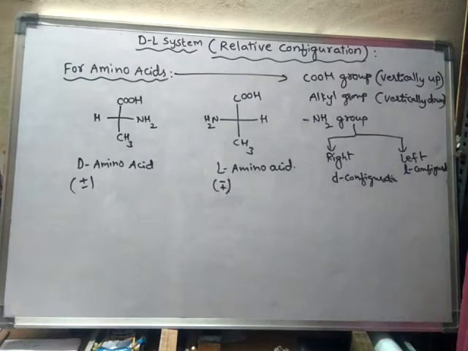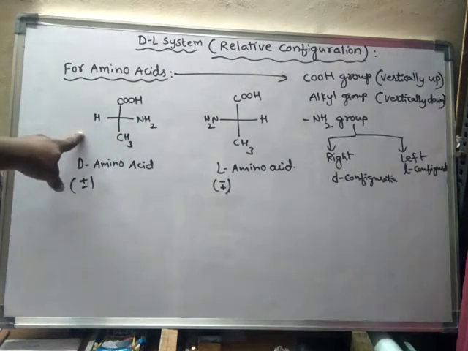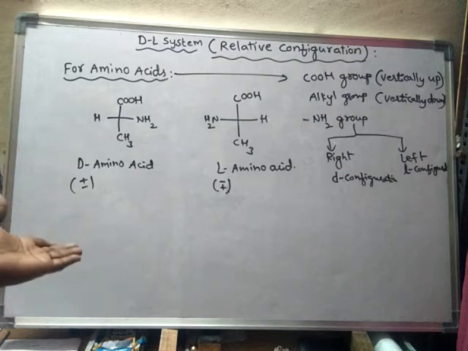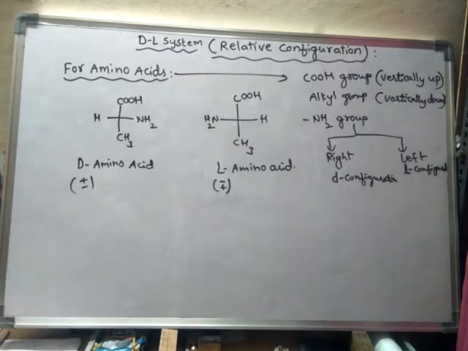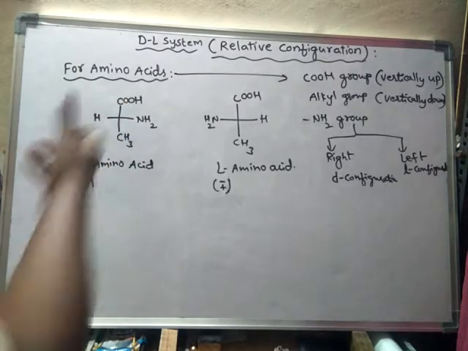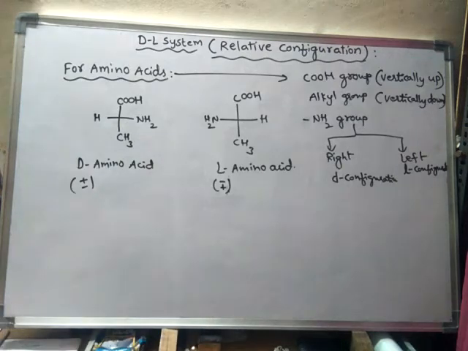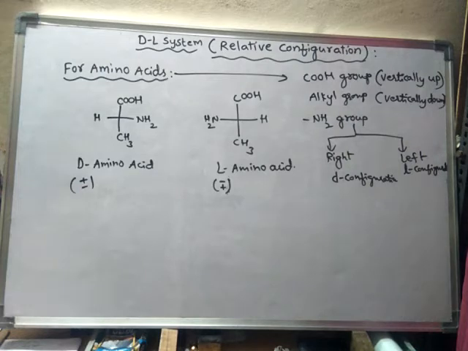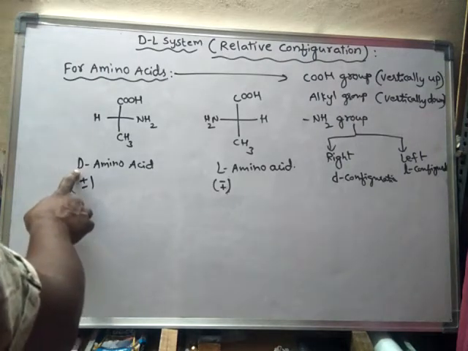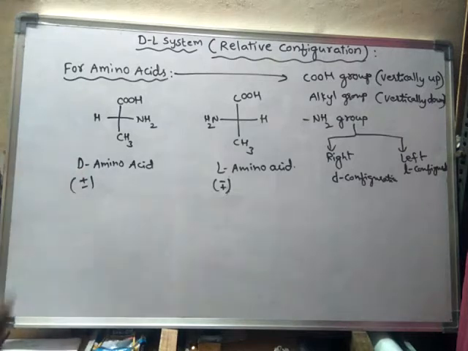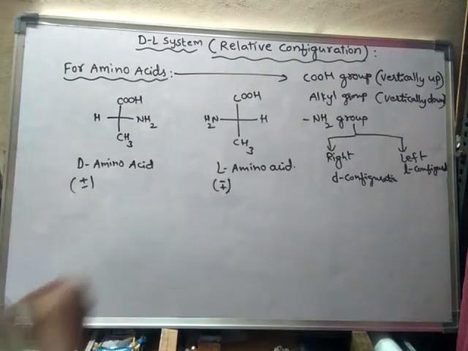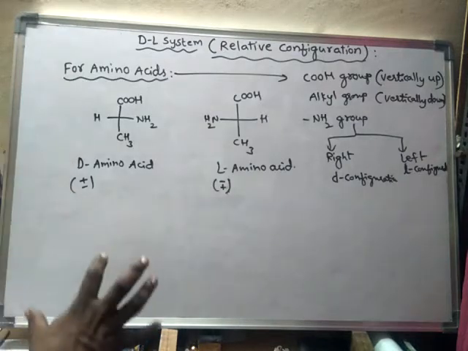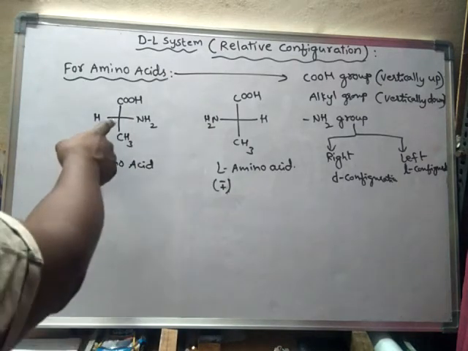One thing we have to remember: this molecule may rotate plane polarized light towards the right side, or else towards the left side, that means clockwise direction or anti-clockwise direction. We cannot decide this by looking at the configuration of the molecule. We cannot decide whether it is dextrorotatory or levorotatory. So this D is not dextrorotatory and L is not levorotatory. Simply, it specifies the configuration of the chiral center.